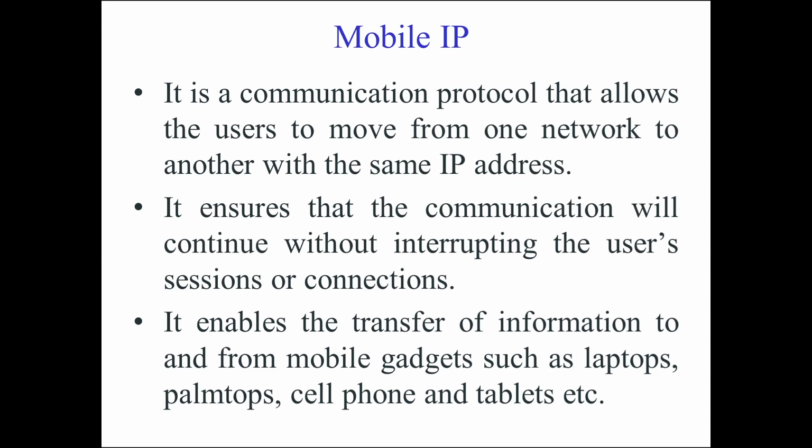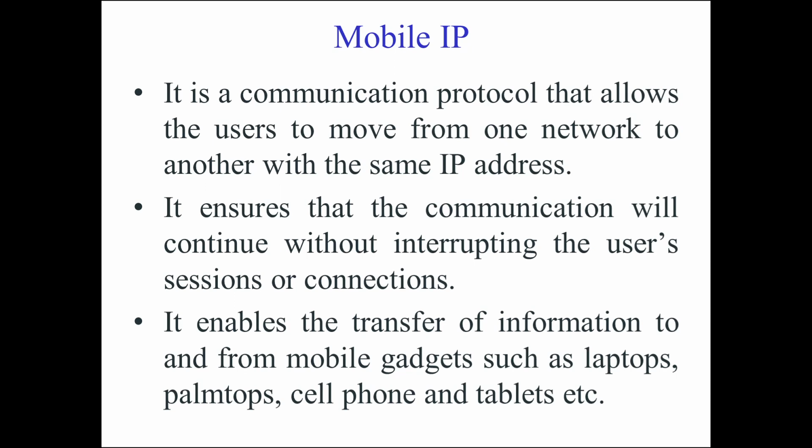Then let's see the definition of mobile IP. It is a communication protocol that allows users to move from one network to another network with the same IP address. We know very well that each and every node is identified by an IP address. When you change the network, the IP address also changes. Our mobile gadgets will move from network to network today, so we cannot have a separate IP address whenever we go to different networks. Assigning 2-3 IP addresses to one node is not at all possible.